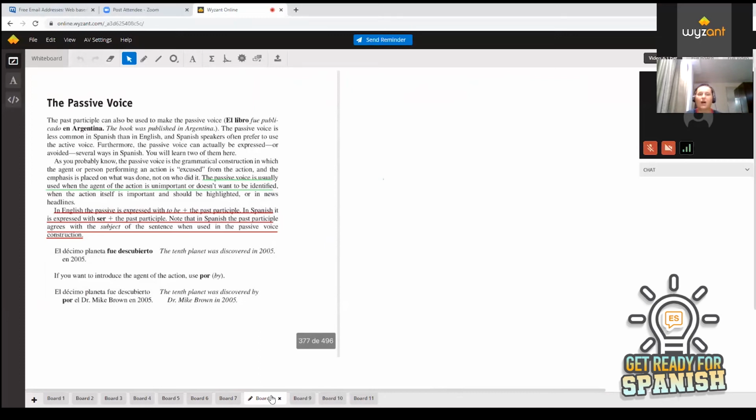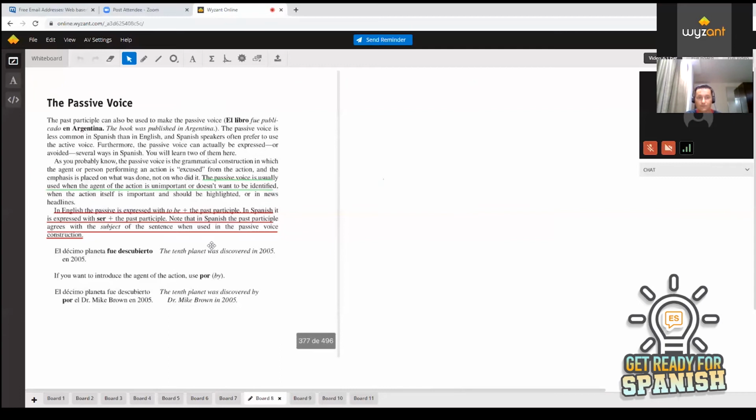The passive voice, as we read here, is usually used when the agent of the action is unimportant or doesn't want to be identified. Meaning, what we care about when we mention something in the passive voice is the action itself, not who did it. Who did that action is not important. For example, the 10th planet was discovered in 2005. Okay. What is important in this sentence is that the 10th planet was discovered, not who did it. That's why we mention this like that.